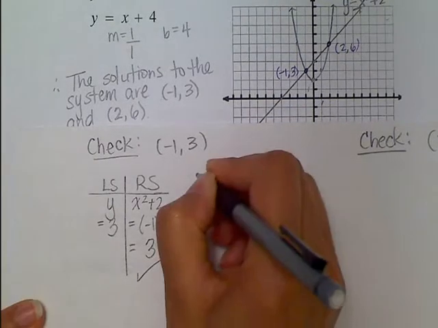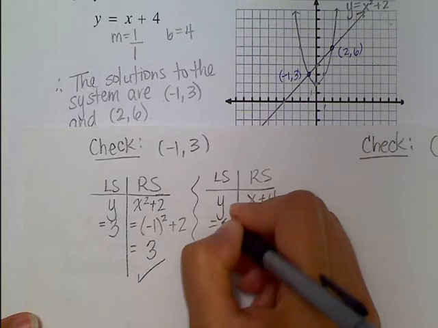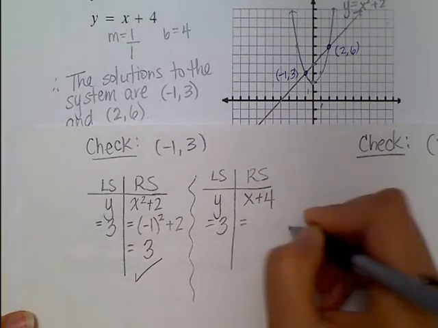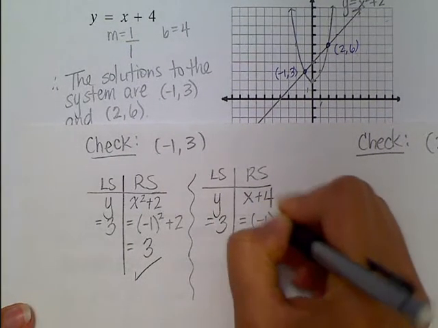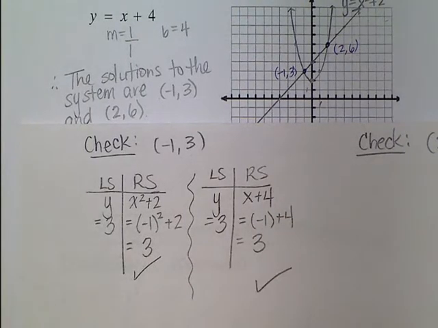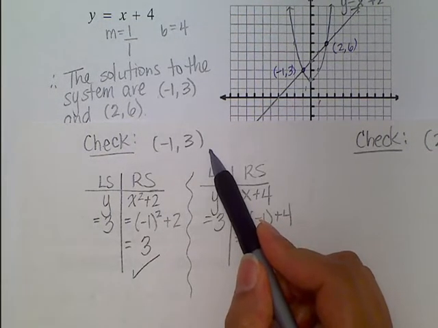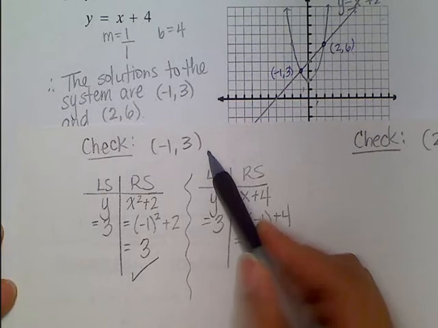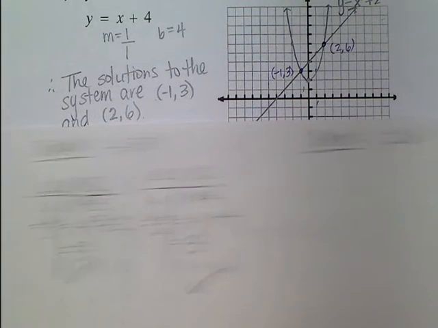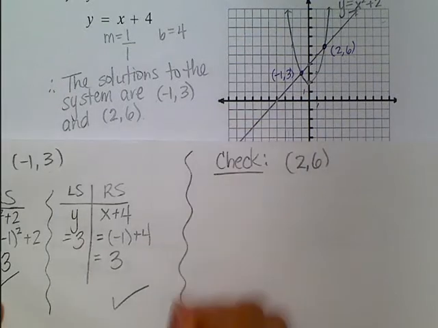Let's check if it exists on the linear function. So I'm going to do the same thing. I'm going to plug in my y value, which is 3, and then move over to the right hand side, and I have -1 plus 4, which I know is also equal to 3. So it also satisfies the linear function, which means this point exists on both the graphs, and so this is definitely a point of intersection between the two functions. Let's check the last one.